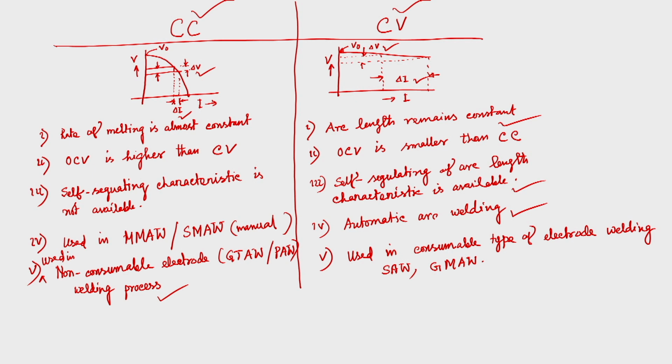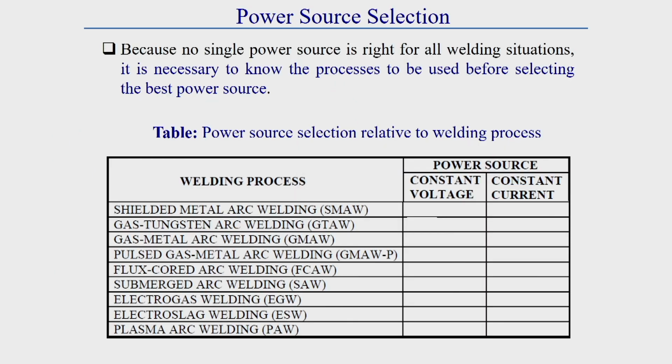So we got a very good idea about constant current and constant voltage power source characteristics. Now we will see which welding technique should use what type of power source. That means, how is power source selection done? We know that no single power source is right for all welding situations. It is necessary to know the process to be used before selecting the best power source.